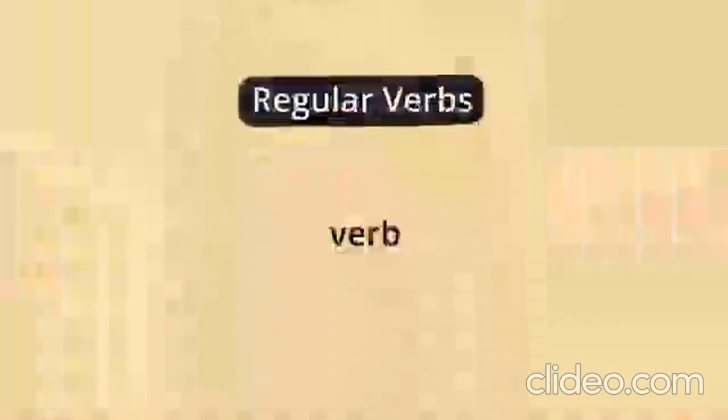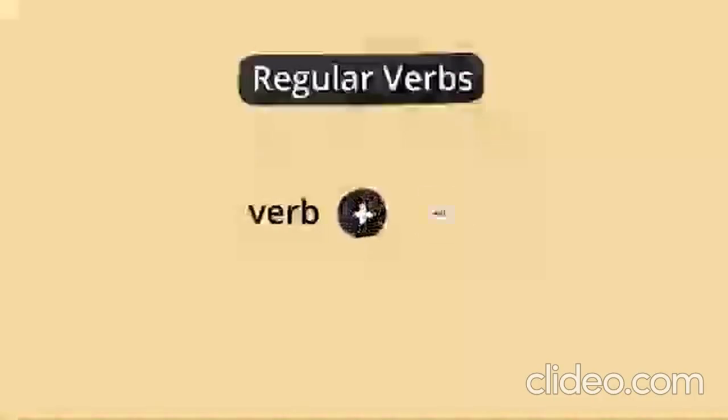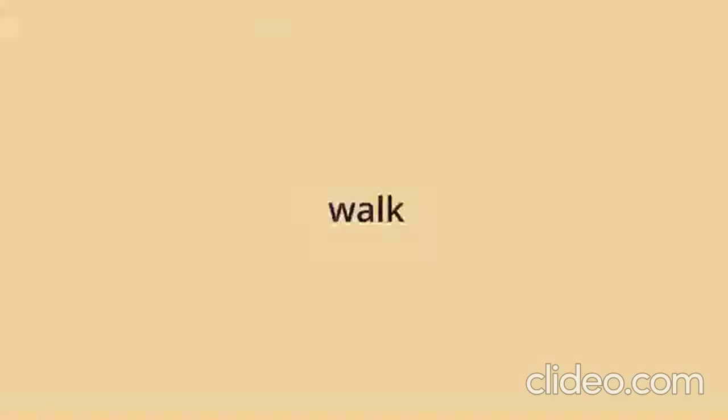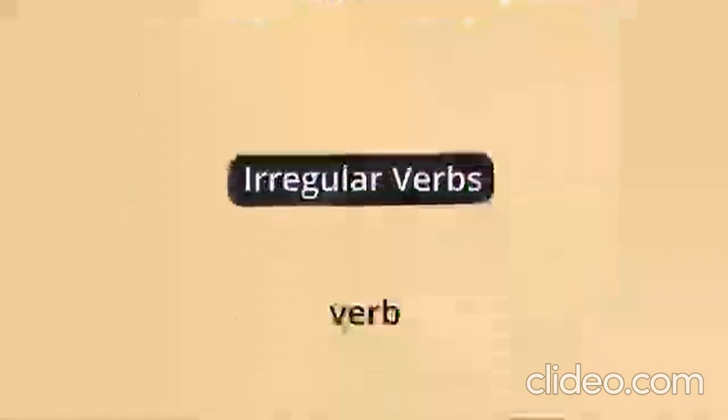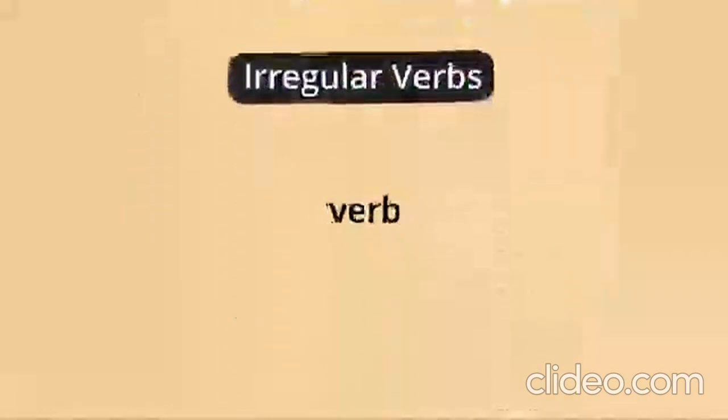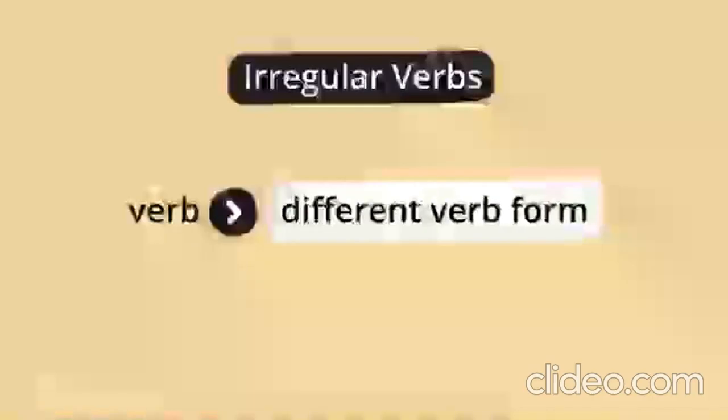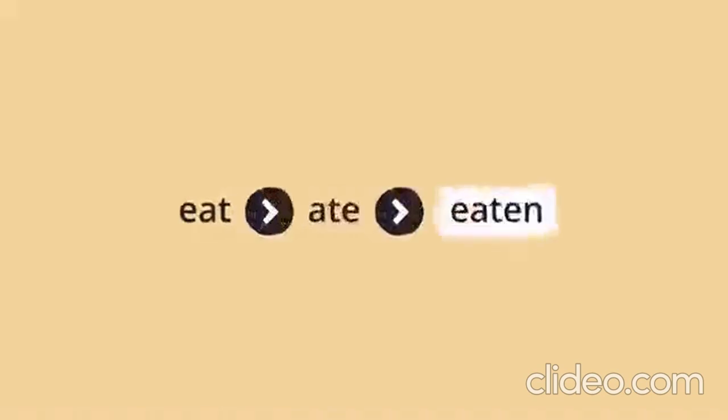With regular verbs, we use the verb plus ed to form the past participle. For example, the past participle of the verb walk is walked. With irregular verbs, the past participle changes into a different form. We do not use ed. For example, the past participle of the verb eat is eaten.